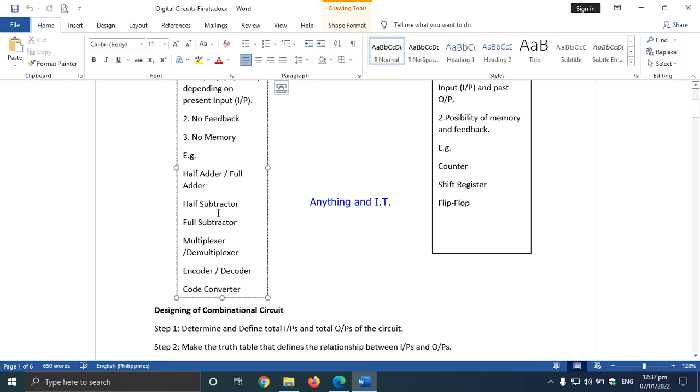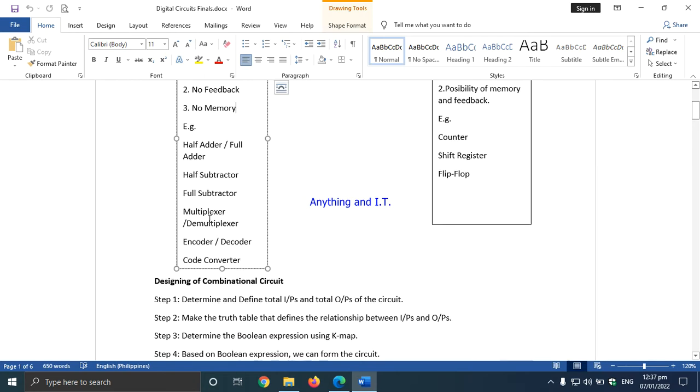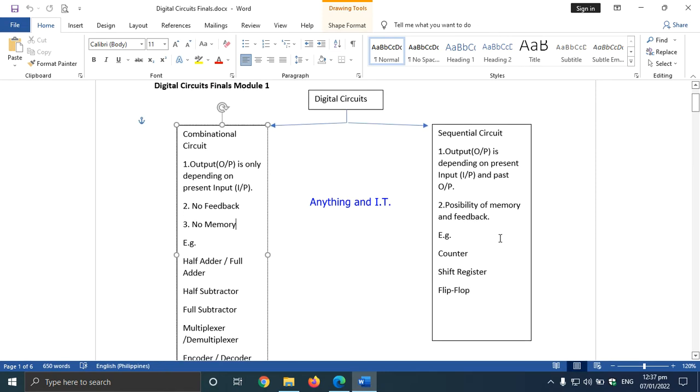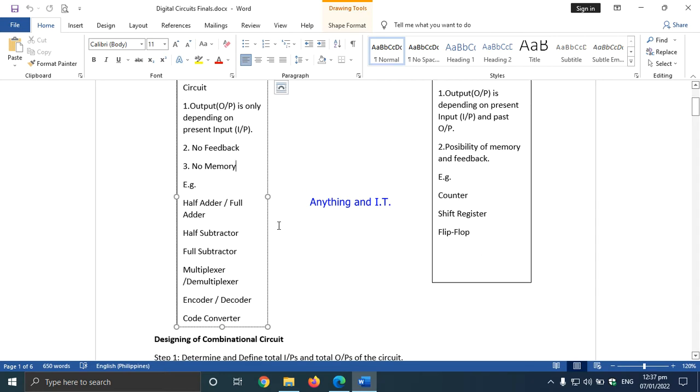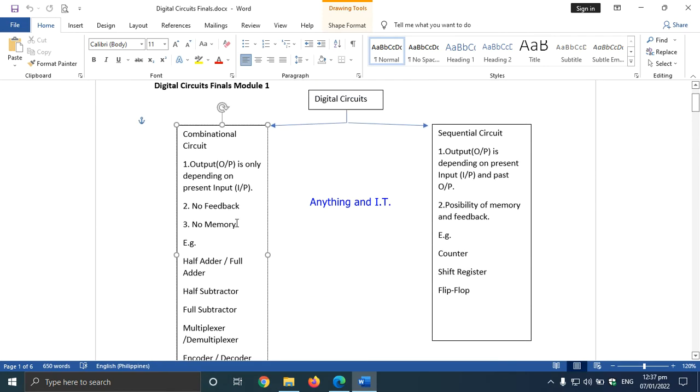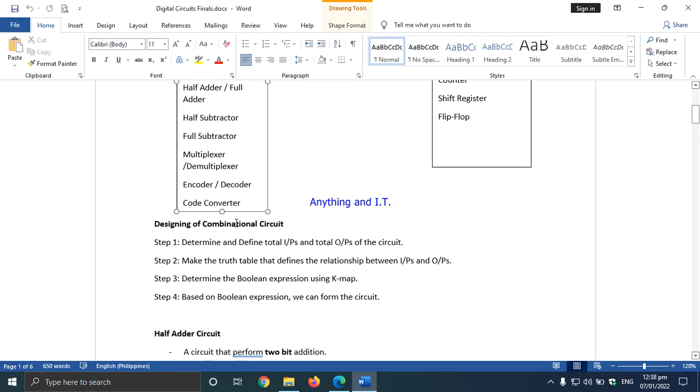So, for combinational circuits, we have examples here such as the half adder, full adder. We have half subtractor, full subtractor. We have multiplexer, demultiplexer, encoder, decoder, and we have your code converter. Or in sequential circuit naman, we have your counter, shift register, and flip-flop. So we will discuss these examples as we go on. For now, unahin natin si combinational circuit.